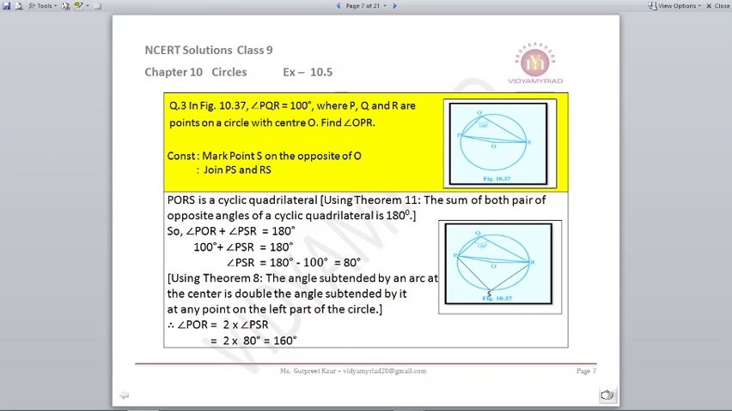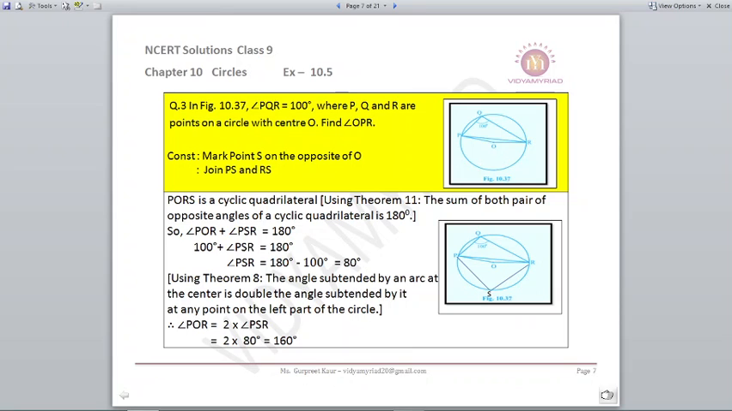Earlier, what we were doing, the center angle was given to us, we were finding the angle formed on an arc. But now here the angle is already given, we have found out PSR, so we know what is POR. POR will be double of PSR, that is 2 times 80 degrees, that comes out to be 160 degrees. Now POR we have 160 degrees, we need to find out angle OPR.